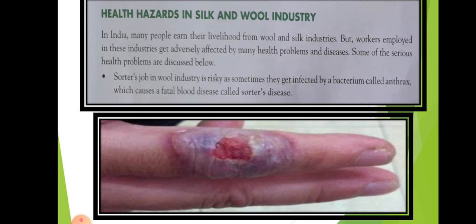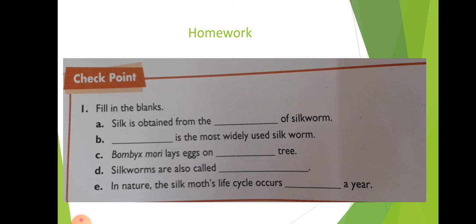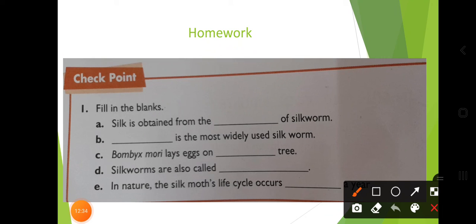Okay dear students, it's time for today's homework. This is the checkpoint. Here you have to solve the fill in the blanks. First: silk is obtained from the dash of the silkworm. B: the most widely used silkworm is dash. Bombyx mori lays eggs on the dash tree. Which tree do you have to think of? Silkworms are also called what? In nature, the silk moth's life cycle occurs in what? These are some questions that you have to solve by yourself. It is a very important concept.